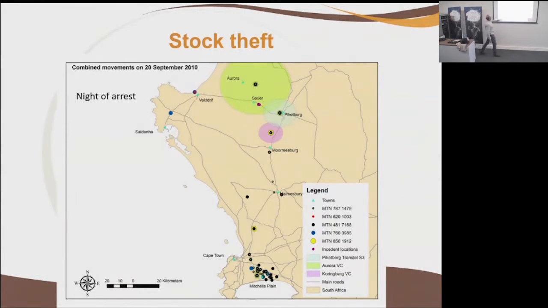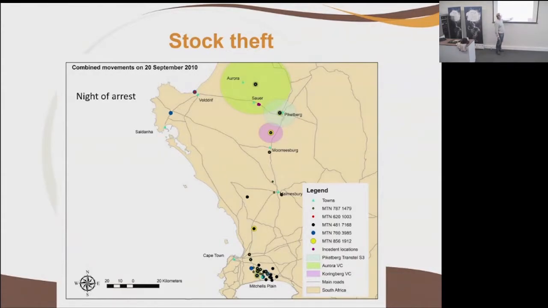The other one was a stock theft close to Piketberg in the Western Cape. There was the crime scene, but we were looking at rural areas, and one of the things in rural areas is that your reception areas can be very big. If you look at this cell, there's a cell tower, and the diameter is about 40 kilometers. So you can say the guy was in the area, but it could be anywhere in 40 kilometers. A 20 kilometer radius. So what we looked at here, again, was pattern.